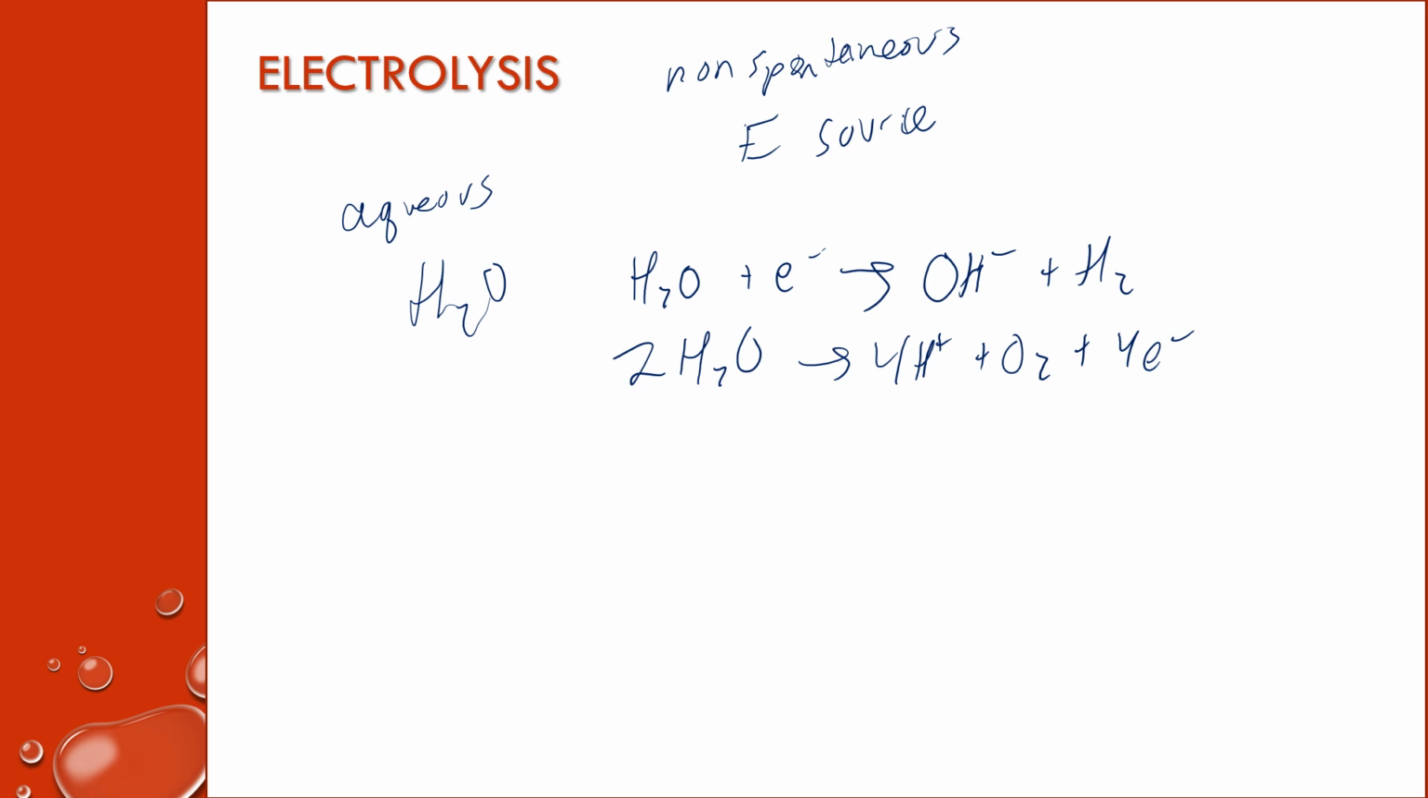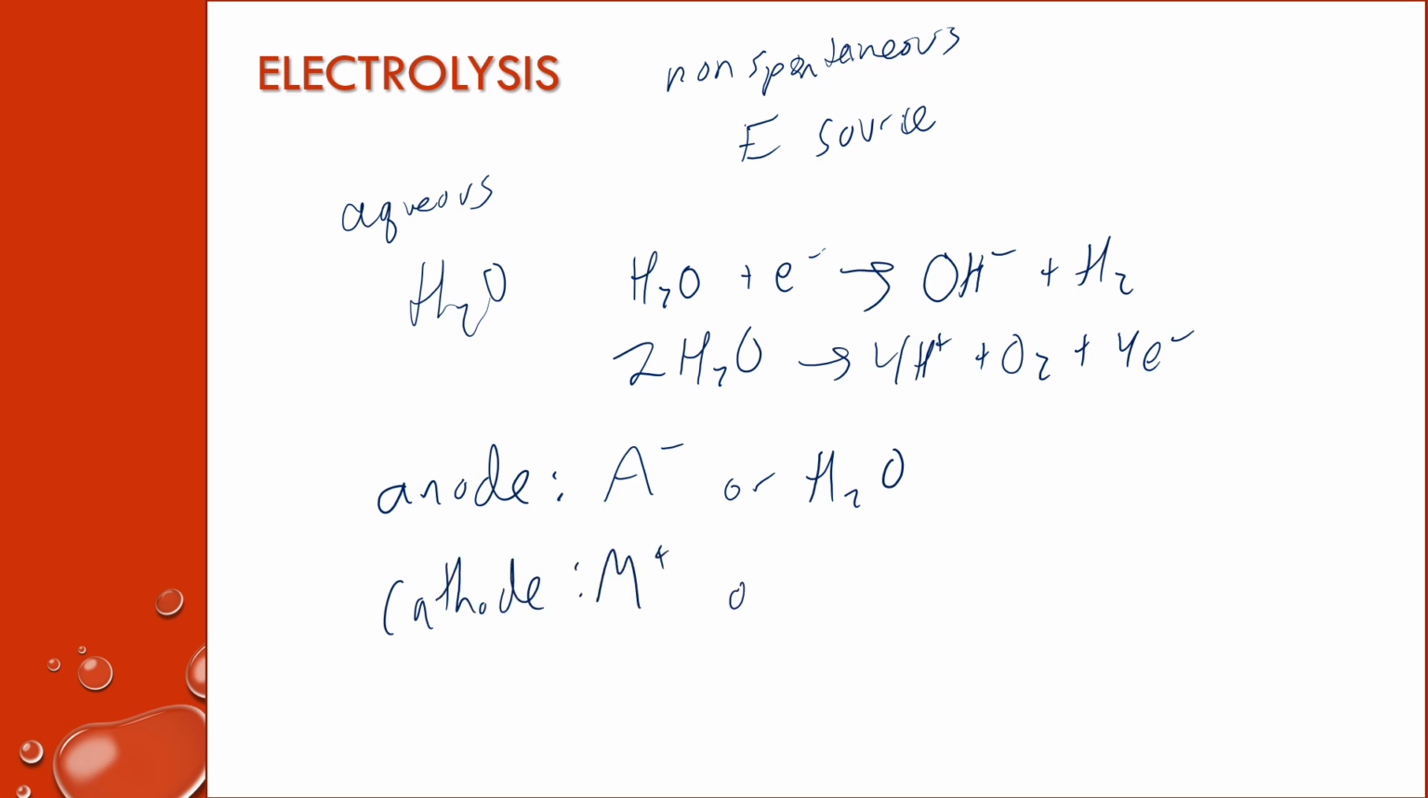And so that means at your anode, the anion from your dissolved salt can be oxidized, or water can be oxidized. And at the cathode, your metal ion can be reduced, or water can be reduced. So you're going to have to look and see which one is preferred in a particular situation to be able to determine the actual reactions that are happening at the anode or the cathode.